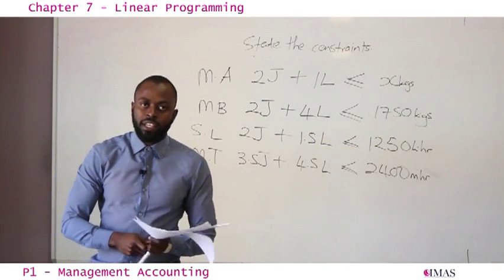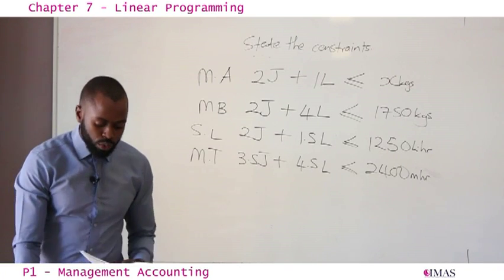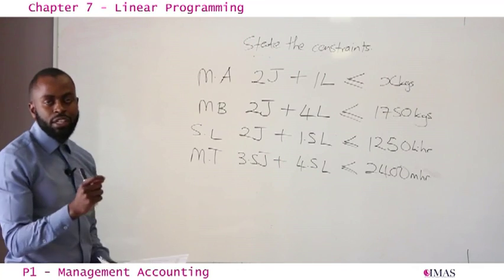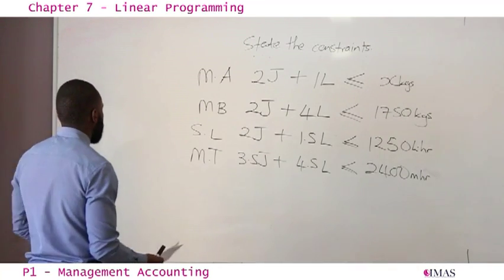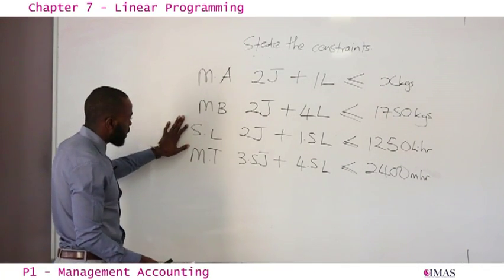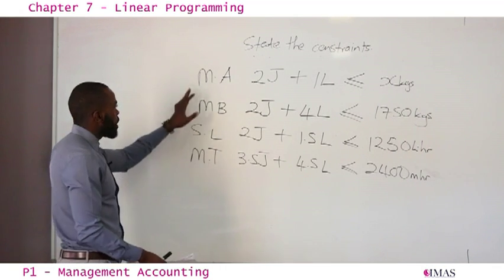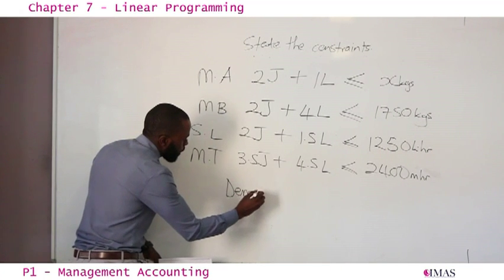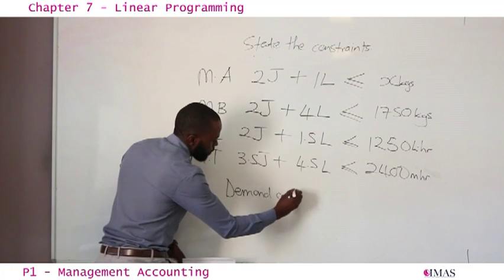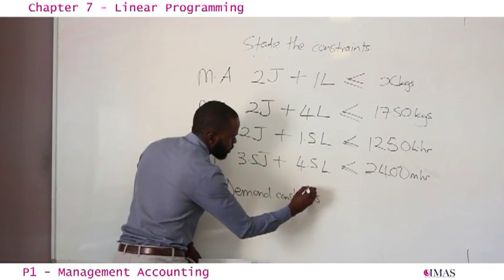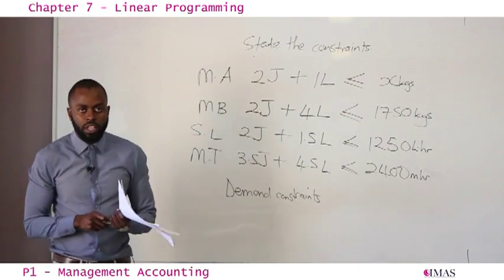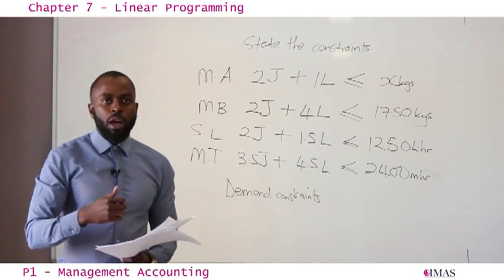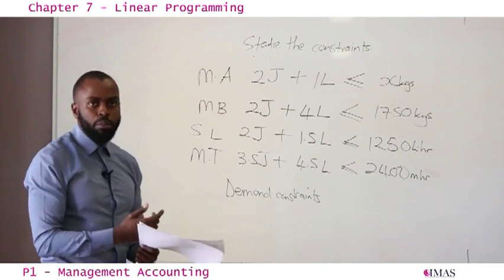So this will be stating our constraints. Now with this question, we're not told if they are demand constraints. So these 4 here, we call resource constraints, because we're looking at resources. We're looking at material, we're looking at labor hours, we're looking at machine hours. These are resource constraints. But we said we can also have what we call demand constraints. So we have resource constraints, we have demand constraints, and we also have what we call policy constraints. But for our syllabus, we'll not be looking at policy constraints.